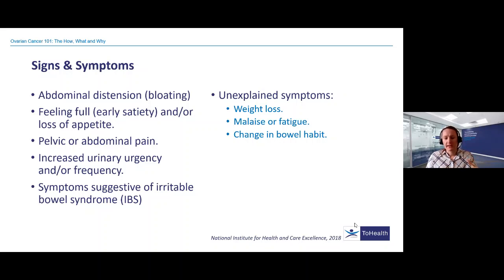And the possibility of ovarian cancer, and then again, that need to carry out tests, should also be considered in any woman who is reporting those unexplained symptoms that you can see on the right hand side. So these include weight loss, fatigue, and also changes in bowel habit.